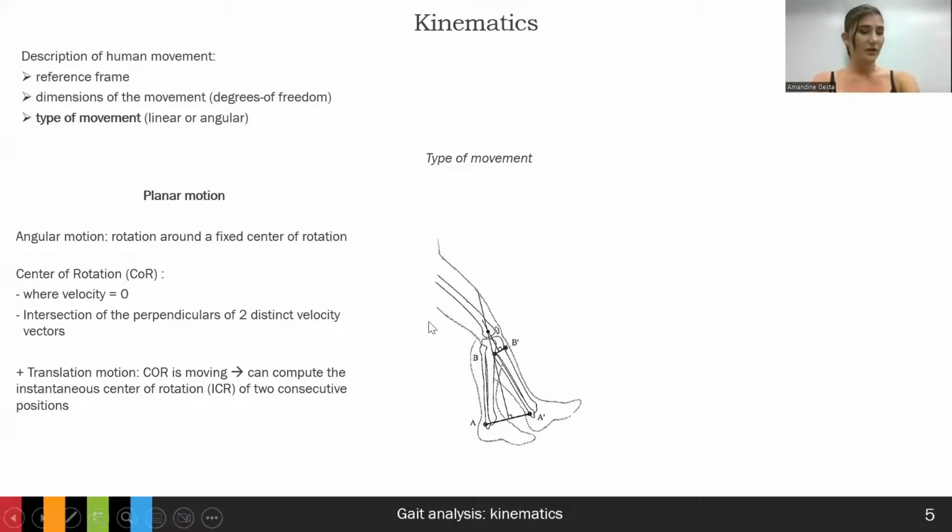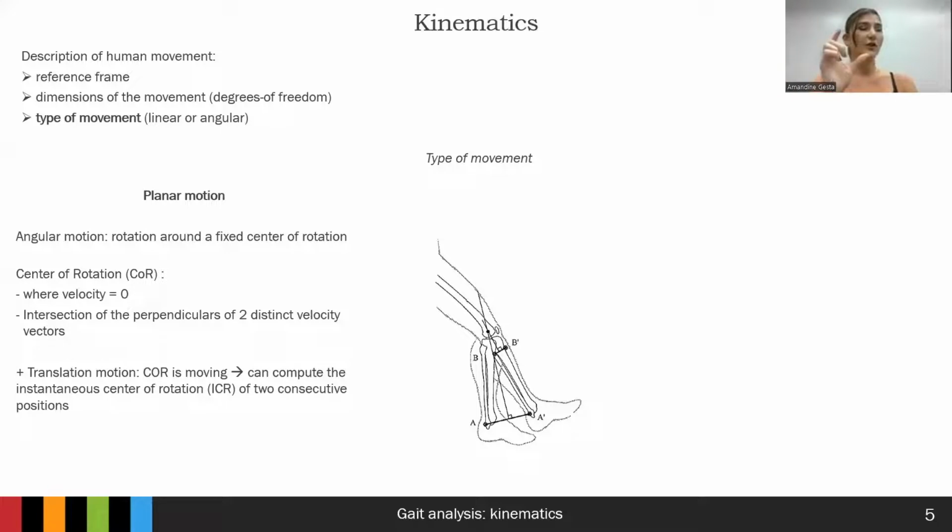The more common one would be the angular motion, which is a rotation around a fixed center of rotation. And the center of rotation is the point where the velocity is equal to 0. To determine this center of motion, you would have to find the intersection between the perpendiculars of 2 distinct velocity vectors, of 2 different points, in fact. But when you're walking, you would have a translation motion in addition to this angular motion.